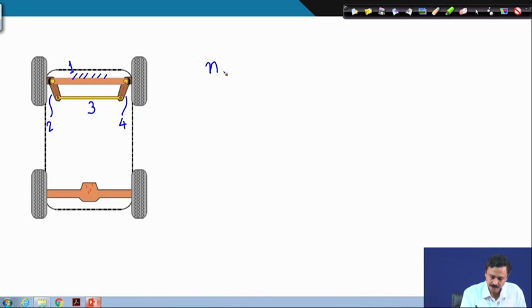In this case, therefore, the number of links is 4. Number of joints or number of kinematic pairs: here we have 1 kinematic pair, here we have 1 kinematic pair, this is the third kinematic pair and this is the fourth kinematic pair. So, we have 4 kinematic pairs, 4 joints. Now, degree of freedom of individual kinematic pairs, these are all revolute joints, as you can see. Therefore, each kinematic pair has 1 degree of freedom.